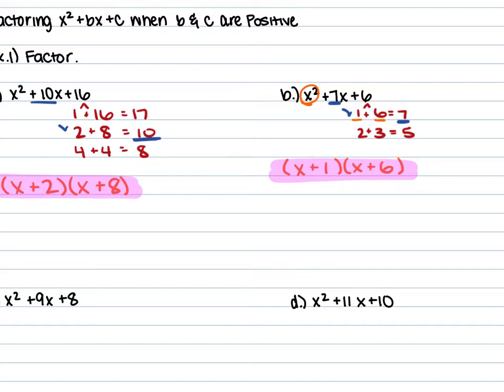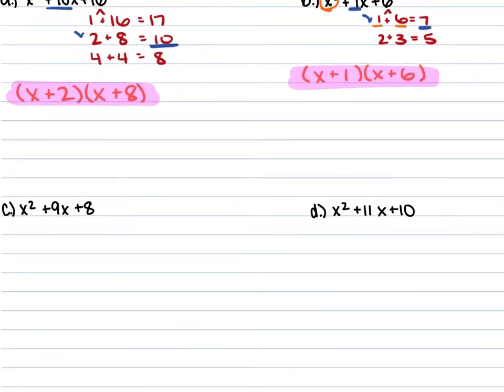For example C, we have x squared plus 9x plus 8. For this one, your factors of that 8 are 1 and 8, 2 and 4. That 8 is positive. That b term of that 9 is positive, so these are both going to be positive. 1 plus 8 is 9. 2 plus 4 is 6. We're looking for a 9. When we combine these factors, we have that 9, so the 1 and the 8 are the numbers that we're going to use. So we're going to have x plus 1 times x plus 8.